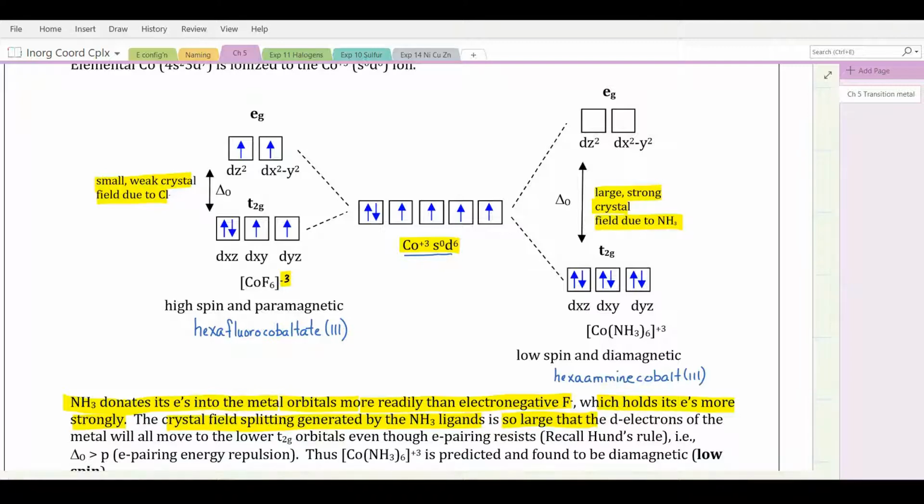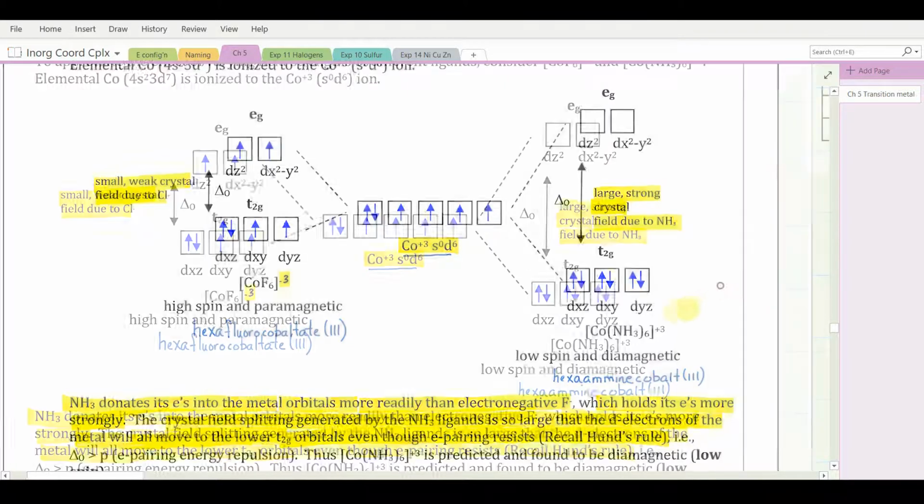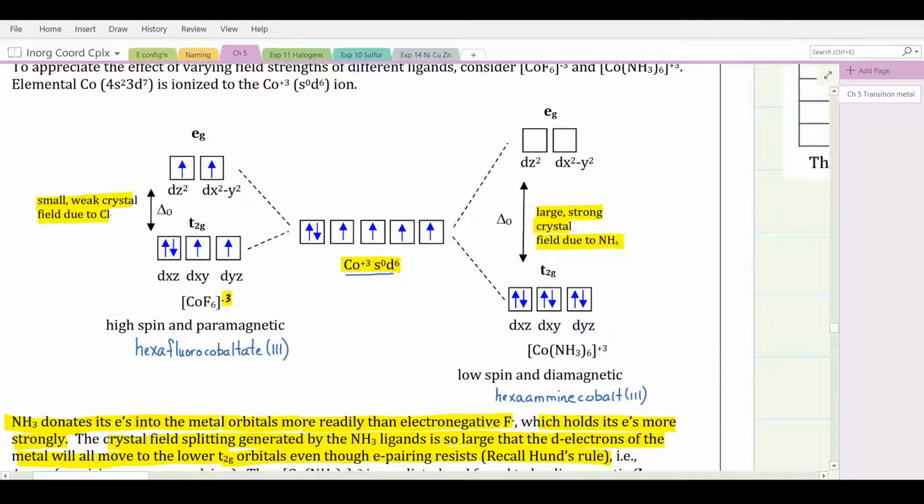So the crystal field splitting energy generated by the ammonia ligand is so large that the d electrons of the metal will all move to the lower t2g orbitals, even though pairing energy resists. Remember Hund's rule? So electrons repel each other. They would like to spread out as far as possible. The energy gap with a strong ligand is so large that it's as if these were two different orbitals, and the electrons will all fill the lower energy t2g orbitals before they fill the eg orbitals.